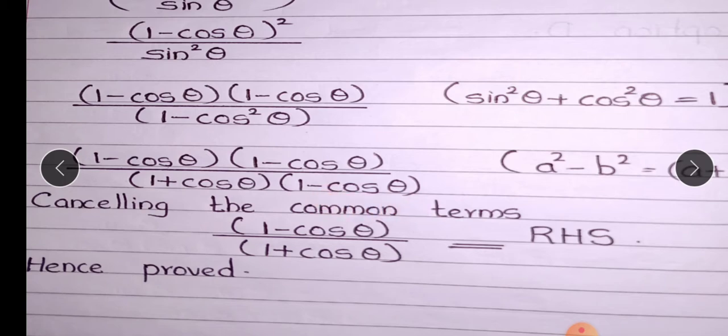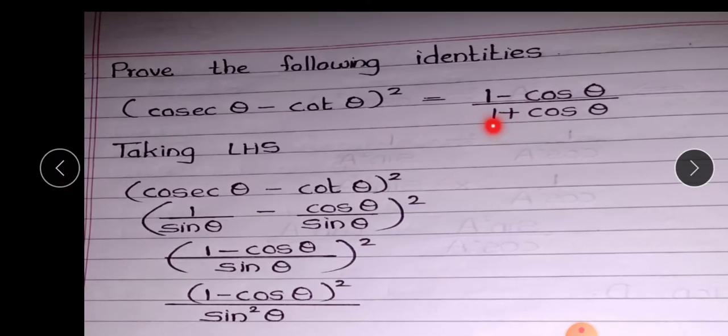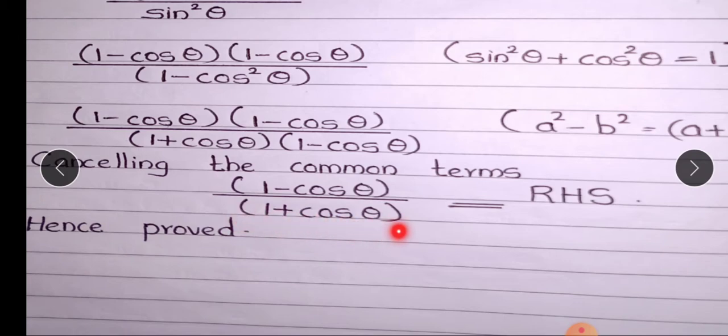Can you see any common terms? Yes, 1 minus cos theta and 1 minus cos theta. One is in the numerator and one is in the denominator. So, cancelling the common terms, what will you get? 1 minus cos theta by 1 plus cos theta. See this, children? This is what is given in the right hand side of your question. Isn't it? We started from the LHS and finally we got RHS. So, the identity is proved.